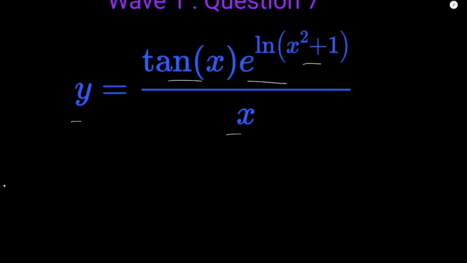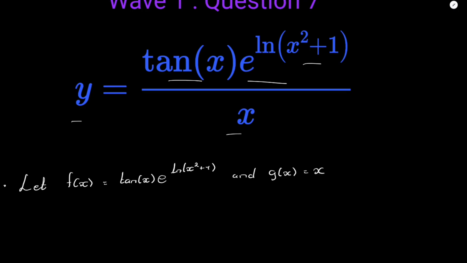So in the quotient rule, what's our first step? We identify our numerator followed by our denominator. So let's start with our numerator. We will say let f of x equal to our numerator, tan x e to the ln of x squared plus 1, and g of x, our denominator, be equal to x.